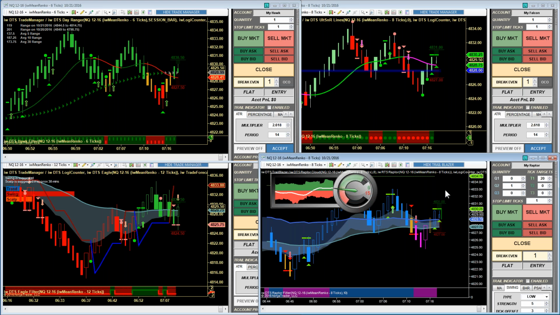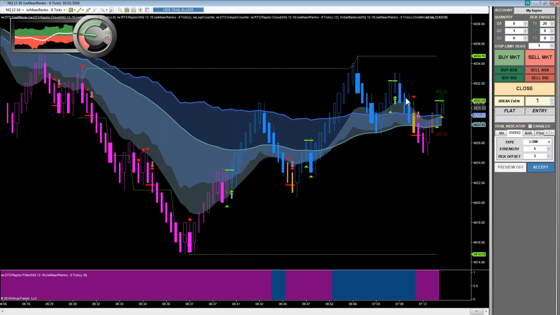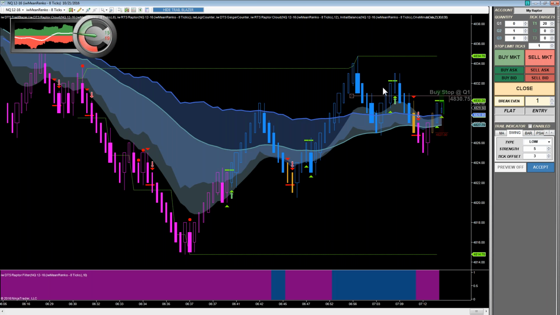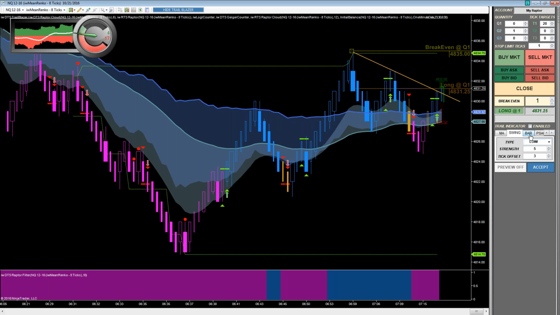All right, here comes the Raptor again with that same signal. The cloud crossover, we keep drifting into the cloud. We're looking for the cloud to bounce us out. Let me give it a couple ticks, enter above the high of this bar that's forming. All right, here we go.